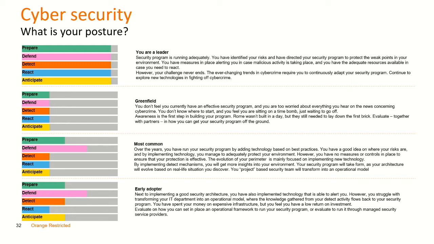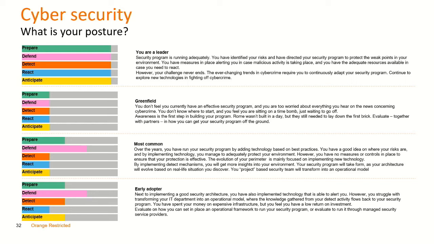The second category is the greenfields. Greenfields are companies with quite low maturity level in IT security. They know that they are exposed to some risk. They lack confidence in their security strategy. But the main problem for the greenfield is that they don't know how to start. But they really believe that they have to do something.